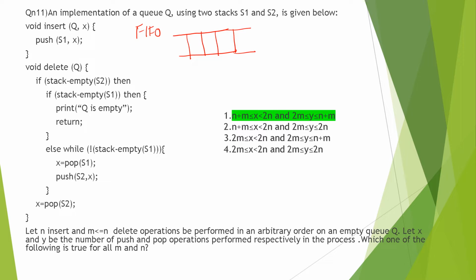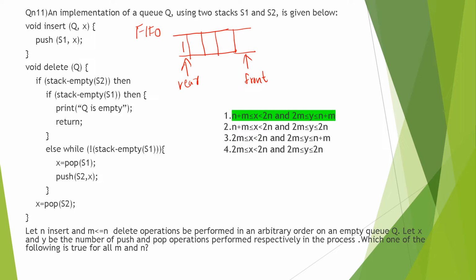Suppose I am pushing 1 2 3 4 into a queue at the rear end. This is the rear end and this is the front end. So when I push 1 at the rear end, then when I insert 2, this 1 will move toward the front. Then when I insert 3, 1 will move to this position.